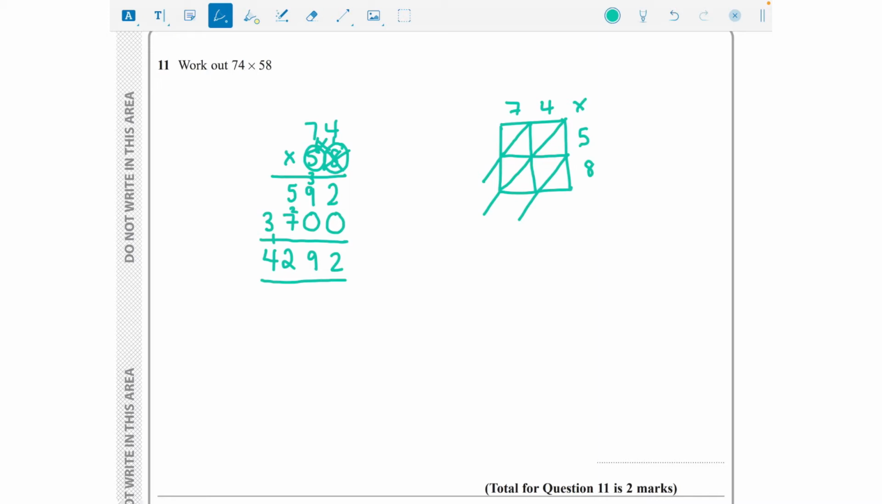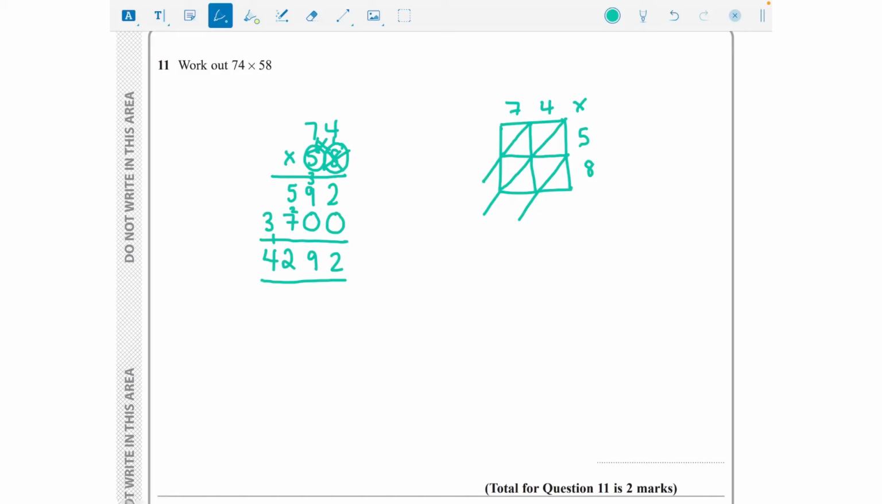Now that method is great, but I would say as an examiner, I see that question go wrong more often with that method because you're having to hold a lot more information in your head when you're carrying those numbers and adding them on. There's a lot more holding in your head for that one.